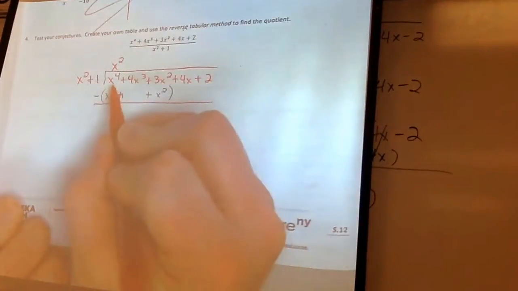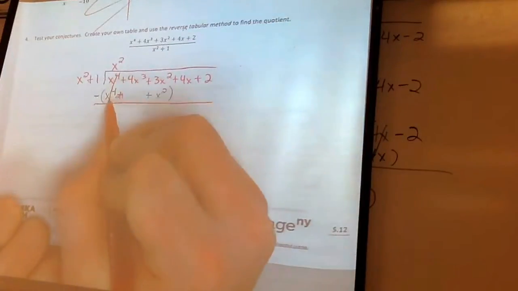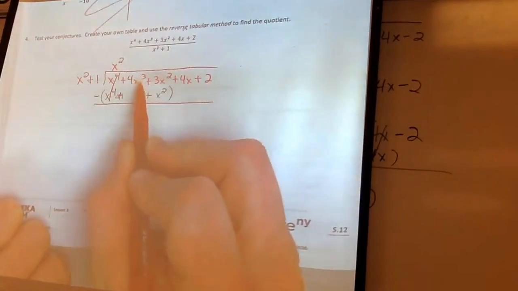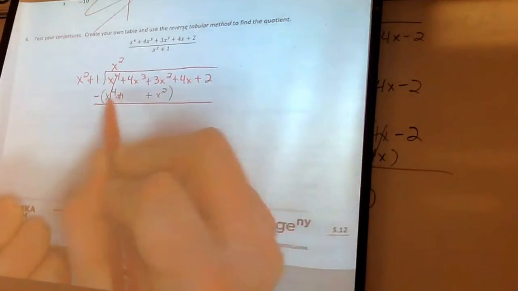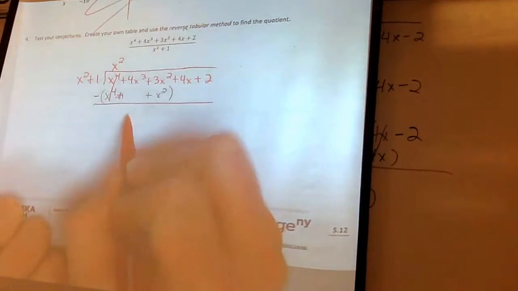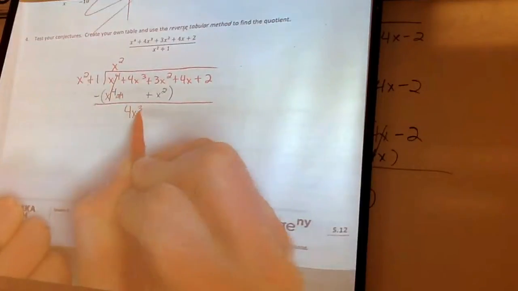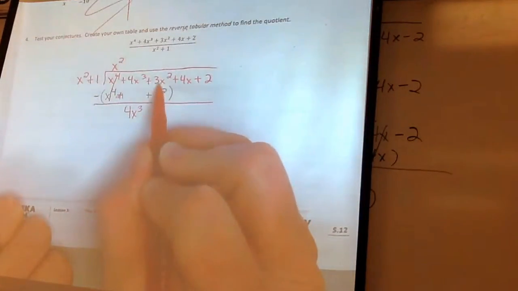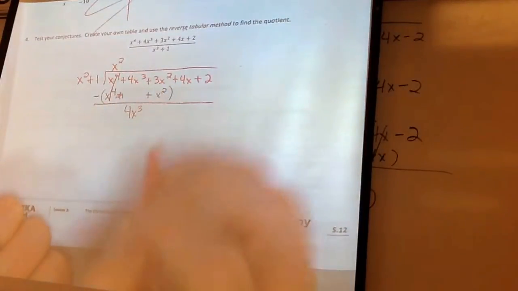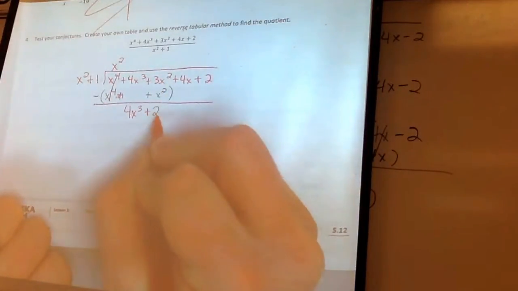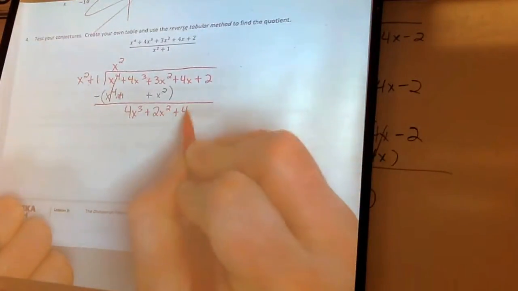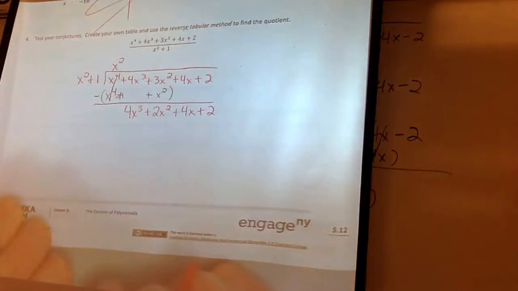So you would do x to the 4th minus x to the 4th, that's 0. There is no x to the 3rd here. So you have 4x to the 3rd up here minus nothing. So that one's basically just going to come straight down. And then you subtract these because they're the like terms. So you would go 3x squared minus 1x squared, 2x squared, and then bring down the other stuff, plus 4x plus 2.